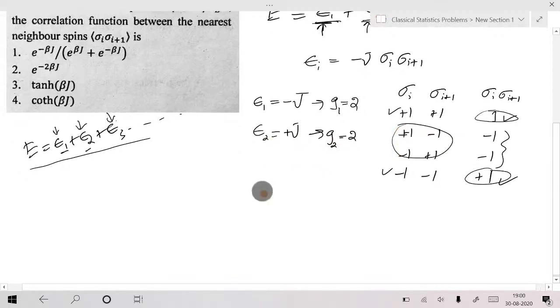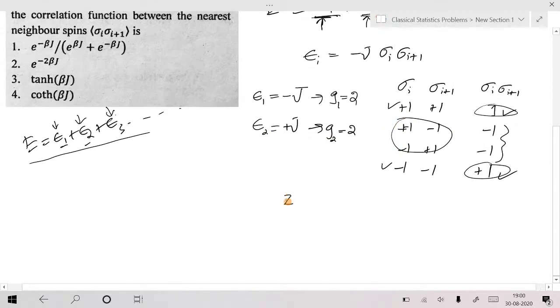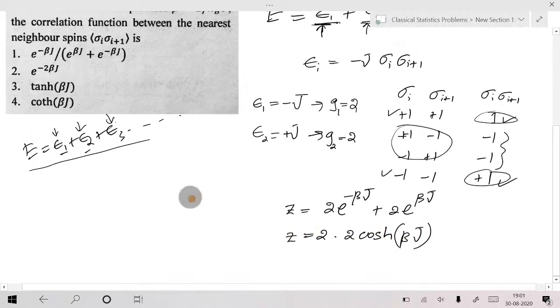Plus J. Now let me quickly write the single term partition function, not the single particle partition function, but since exactly a similar thing is happening, I'm just writing it for the same term. That's equal to 2 e^(-beta J) plus 2 e^(+beta J), which I can write as 2 into 2 cosh(beta J). So I got z for the individual term.